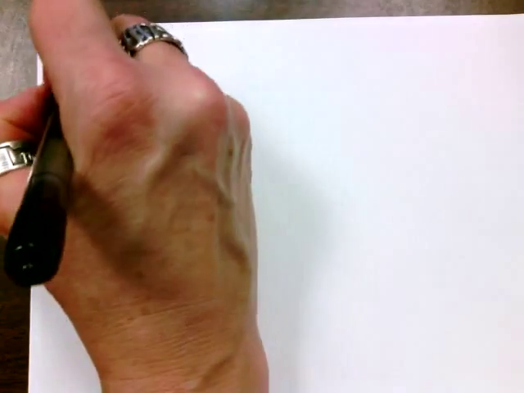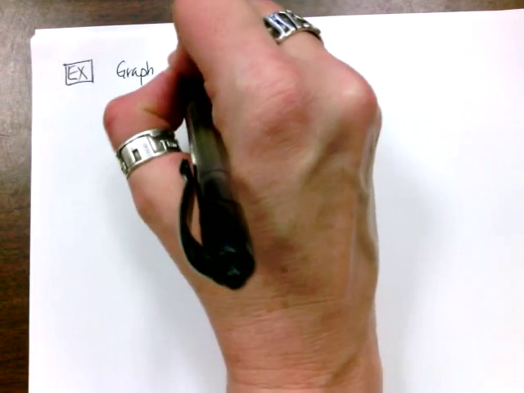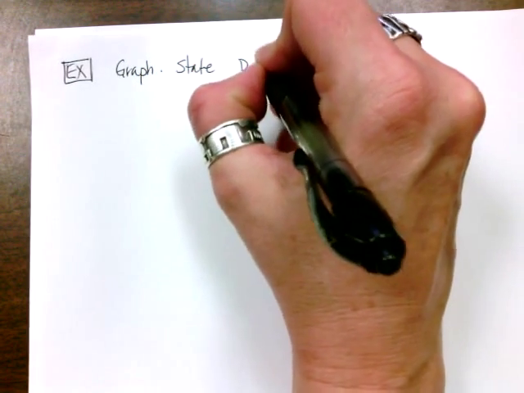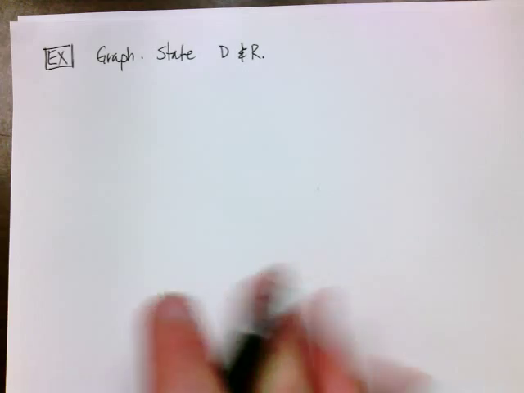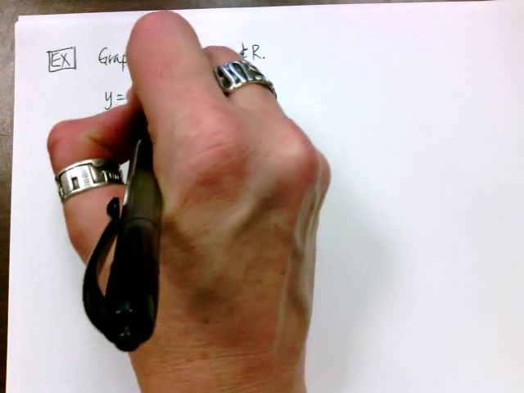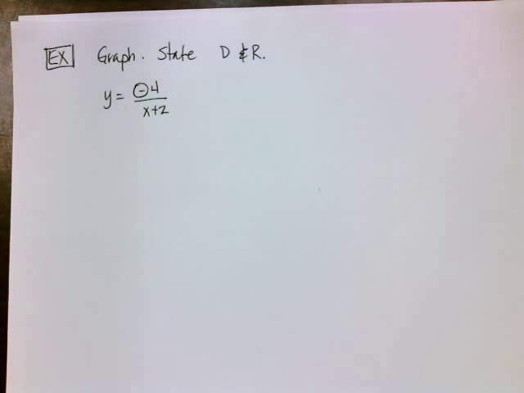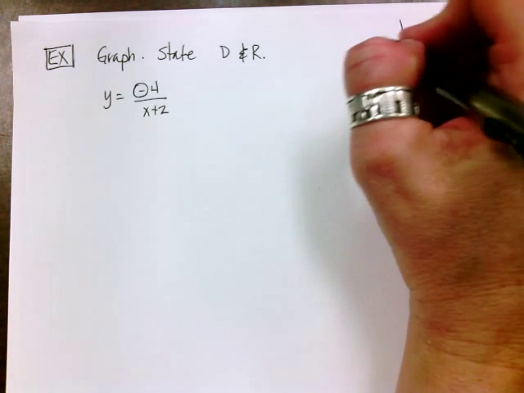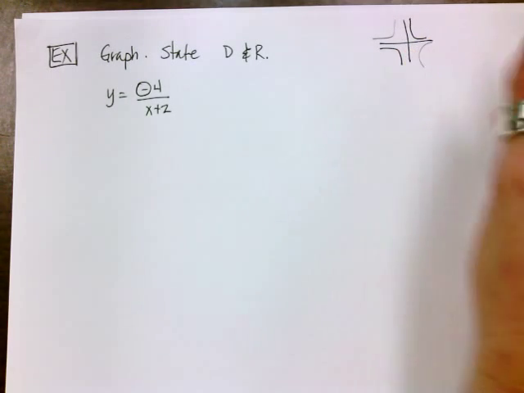All right, so let's do some examples, okay? My first example, sorry, I don't have my paper in the right spot, is going to say graph, and then we're going to state the domain and the range, okay? So we're going to spend a lot of time talking about domain and range in this particular chapter. All right, so my first example, -4 over x plus 2. This negative is going to change the location of our branches. If you'll remember, in the standard graph the branches are in the first and the third quadrants. But when it becomes negative, now my branches are going to live in the second and the fourth.